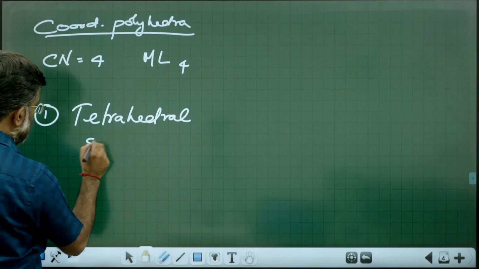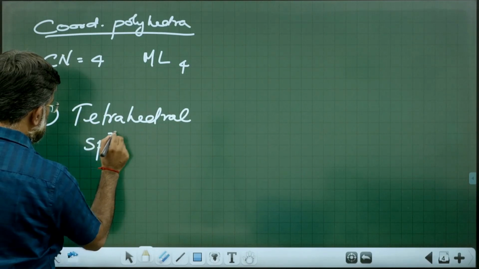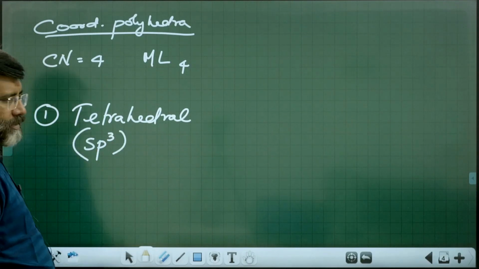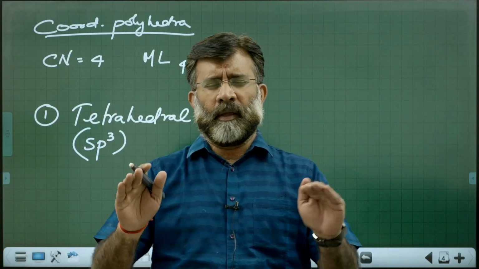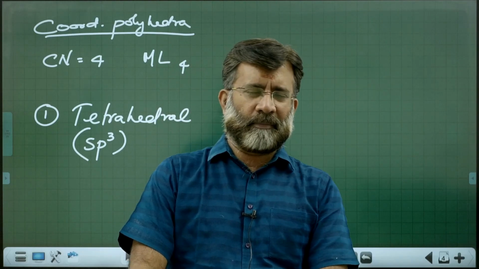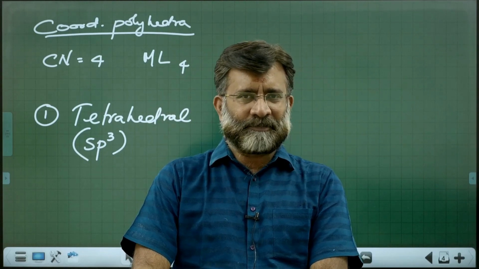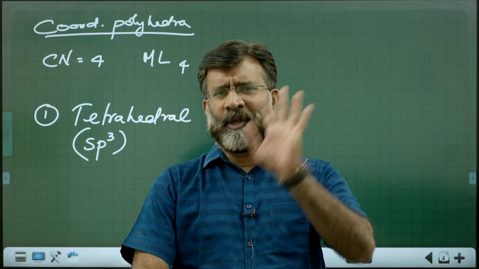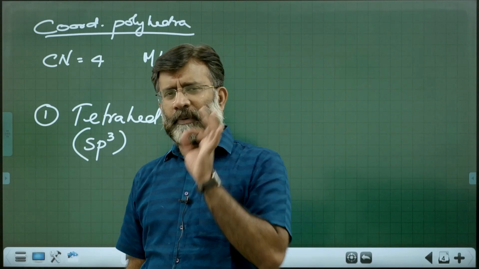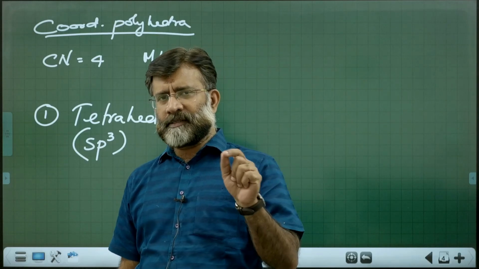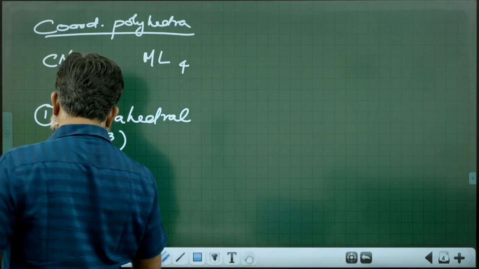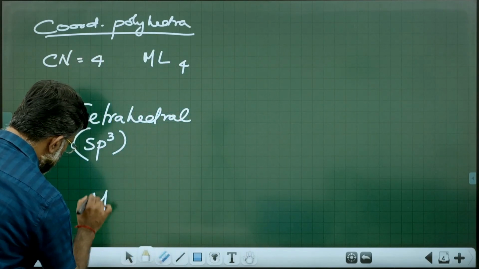All of you know the most famous hybridization of a tetrahedral system is sp3. Most commonly encountered hybridization we learned from the main group elements. It is sp3 hybridization. There can be variations also. So normally tetrahedral means sp3 hybridization. It makes coordination number 4 and the system will be like this.